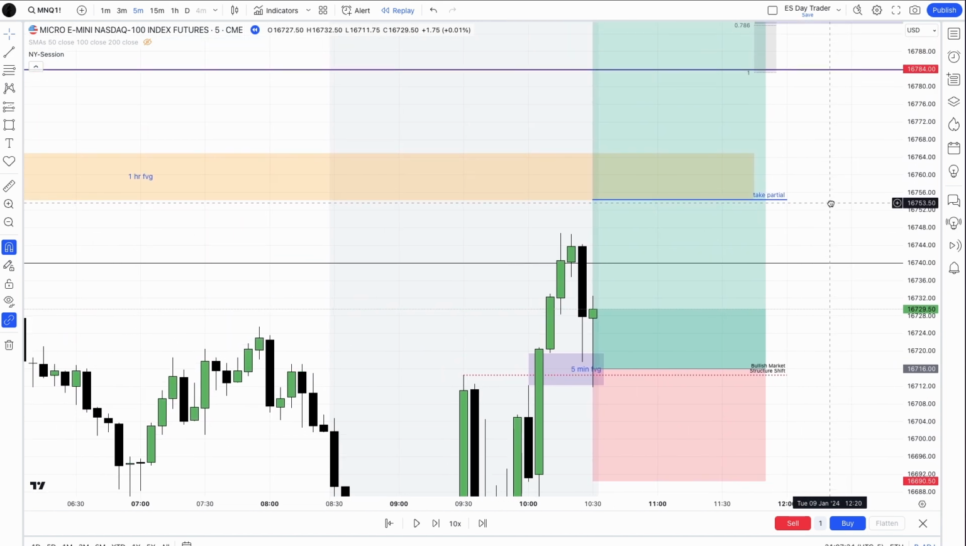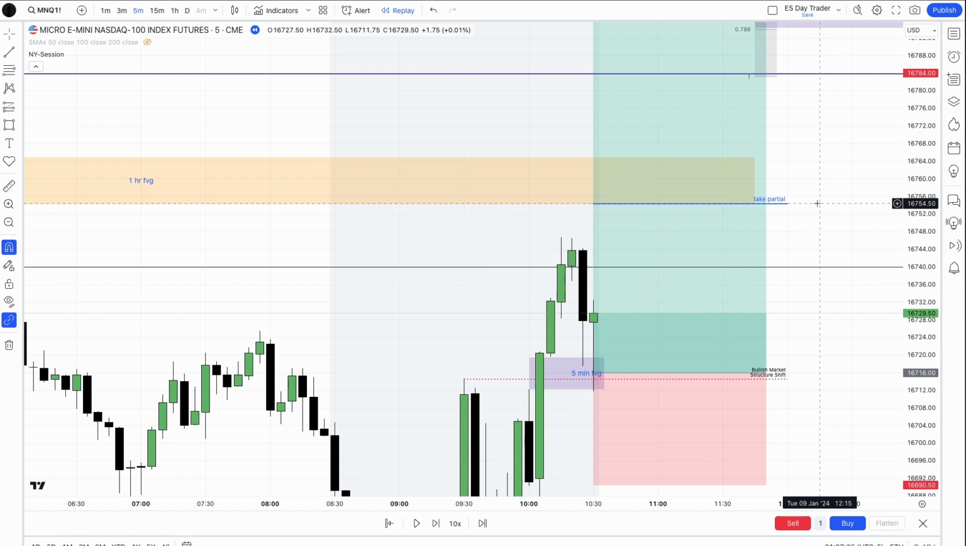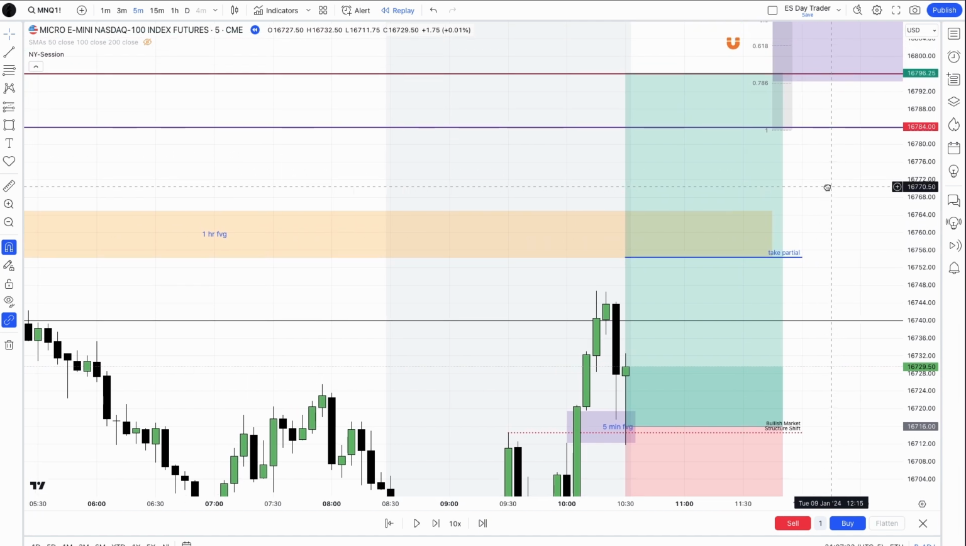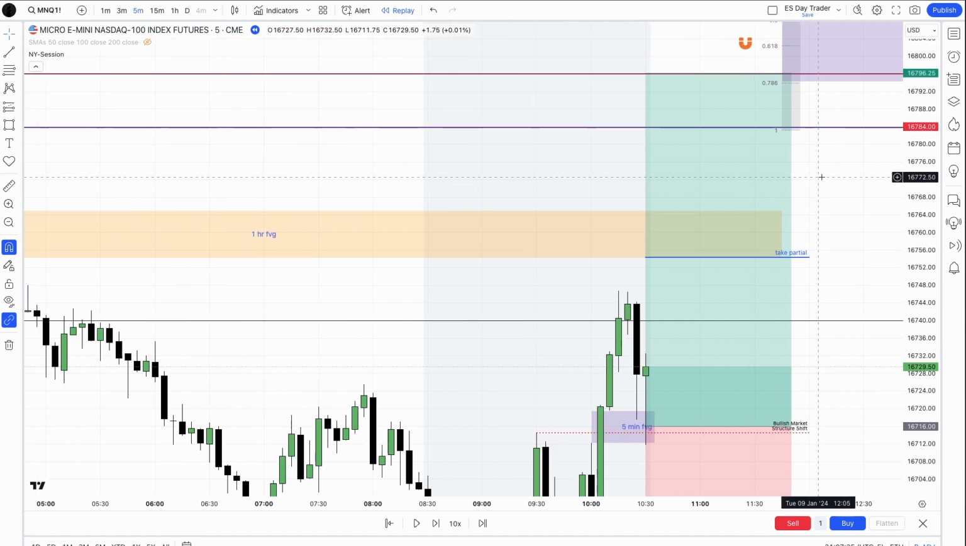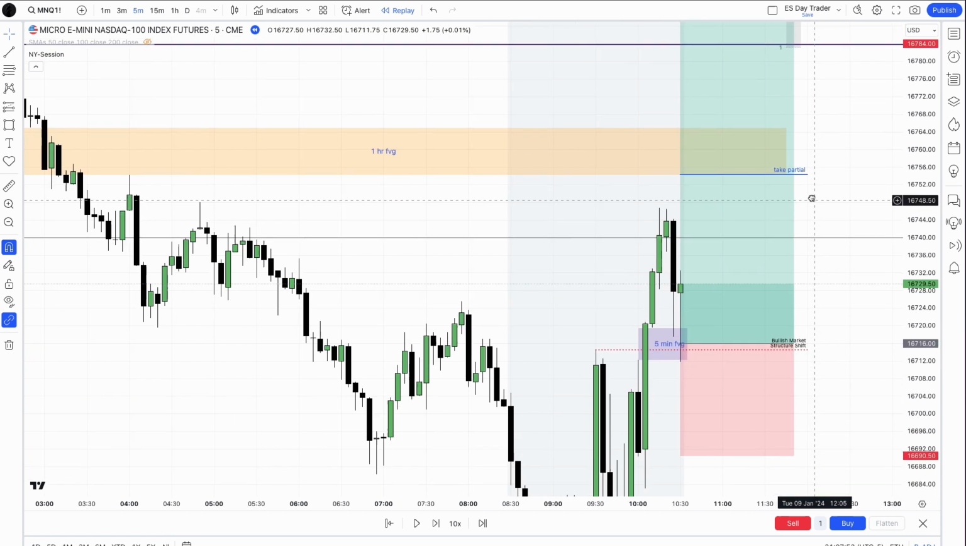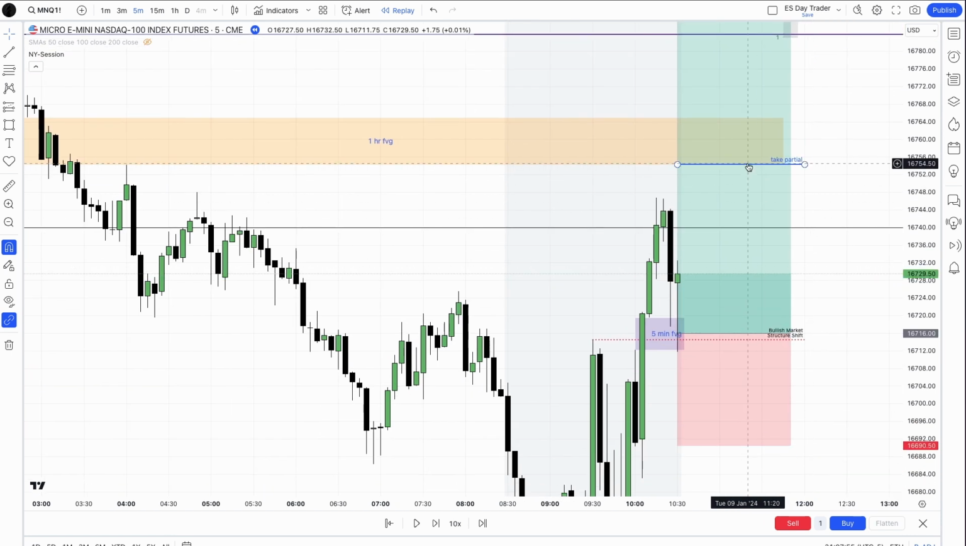I'm going to be taking a partial right where it enters this 1 hour fair value gap. And then I'm looking to take the rest of it off. Opportunistic target right here, buy side that we marked. This is a massive number of ticks, points, 80.25. But that's okay. Here we are.